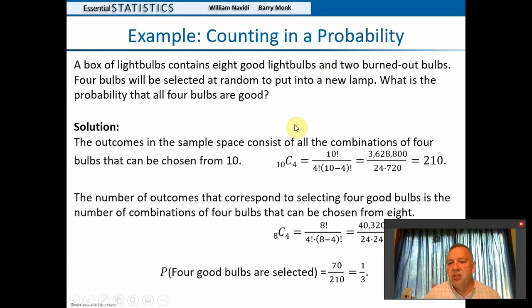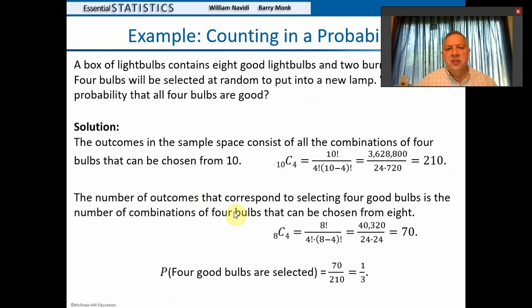How many combinations could I have got out of the 4? If I went through and listed them and removed all the ones that were just different ordering of the same set of light bulbs, I would have 10 choose 4. So out of the total 10, I'm going to choose 4. There's 210 unique combinations where order doesn't matter.